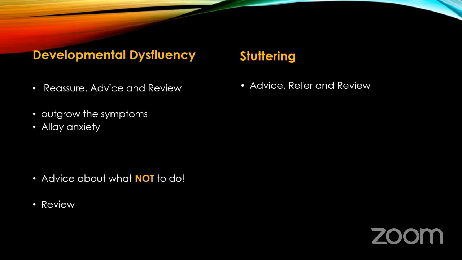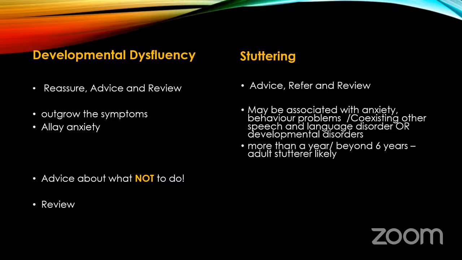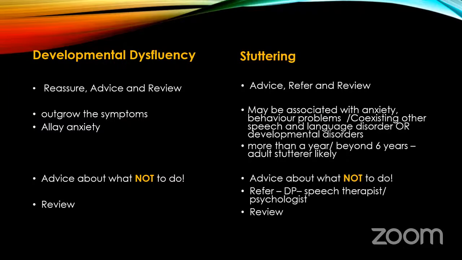If a child has features of stuttering, like we talked about, then we are going to advise, and we might be telling the parents that these are associated with some anxiety, behavioral problems. There are some coexisting speech and language developmental disorders. It's been going on for more than a year. There is a possibility that it might go on for a while, and we need to do something. We have to again advise about what not to do, and maybe needs a referral further on. But also always call the child back for review after 3 months to make sure that whatever referral you have done is working in the way the parents want it, so that kind of allays the anxiety of the family.